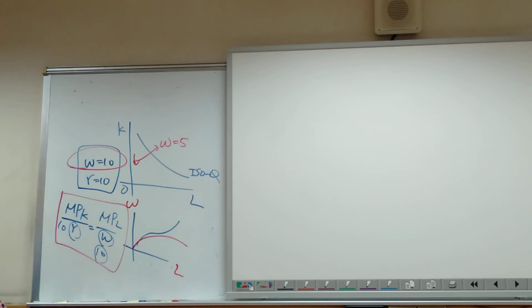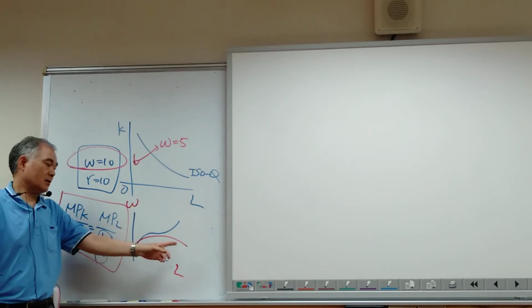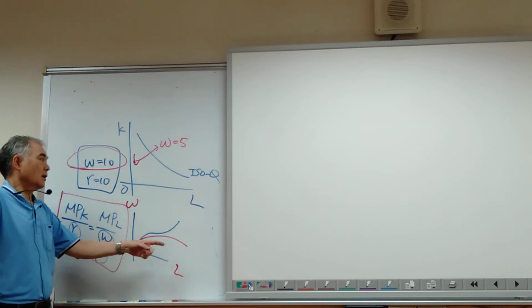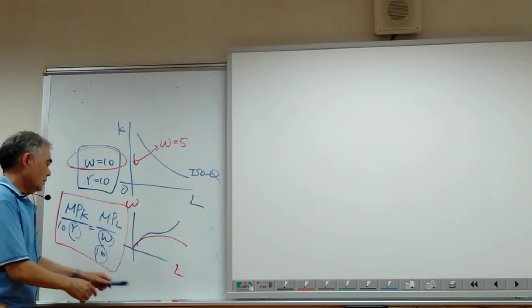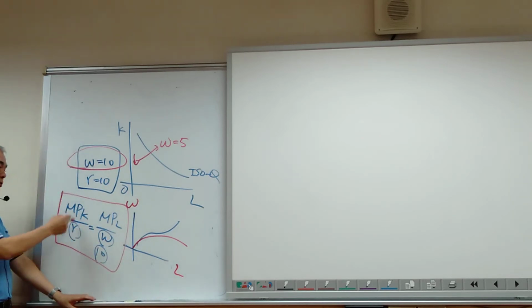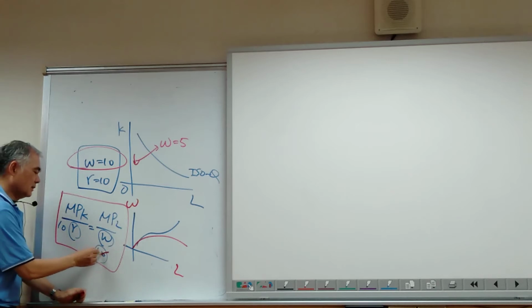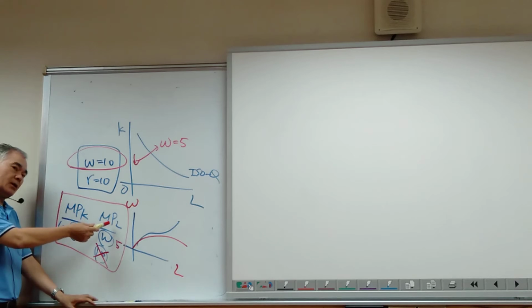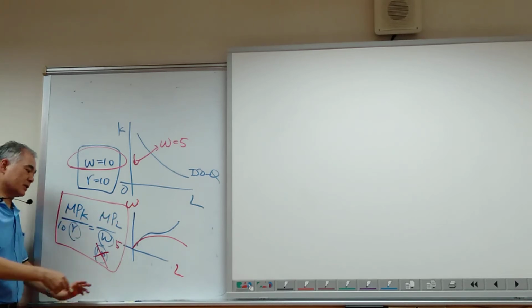Question C. It said, does the decrease in wages change the MRTS at any points on the original long-run expansion path? The answer is yes, it will change, because now you use more labor, so the marginal product of labor is going to go down. This condition still holds, but now this is not 10, this is 5. So you're going to use more labor, and then the marginal product of labor is going to go down.